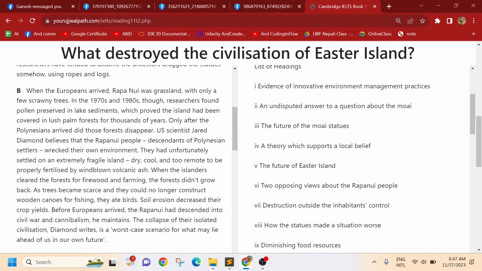Let's see, we read further how the statues made the situation worse. Now we can't pick that up. Diminishing food resources. So trees and the collapse, food resources getting down, we can choose it. So the closest option would be destruction outside the inhabitants' control. So I'm going to choose paragraph B as the 7.